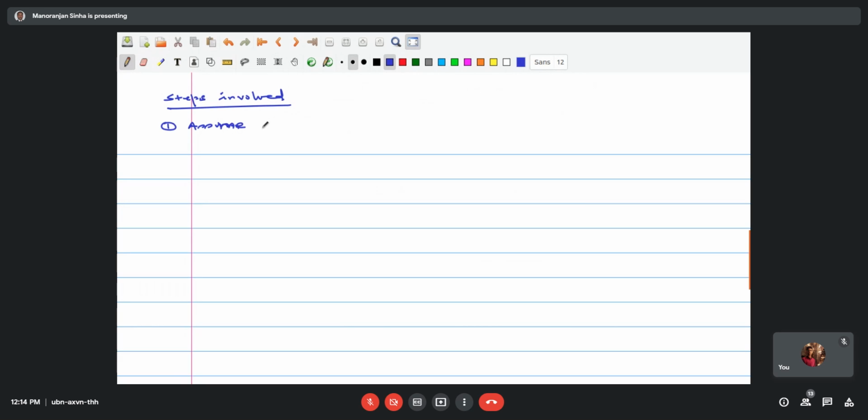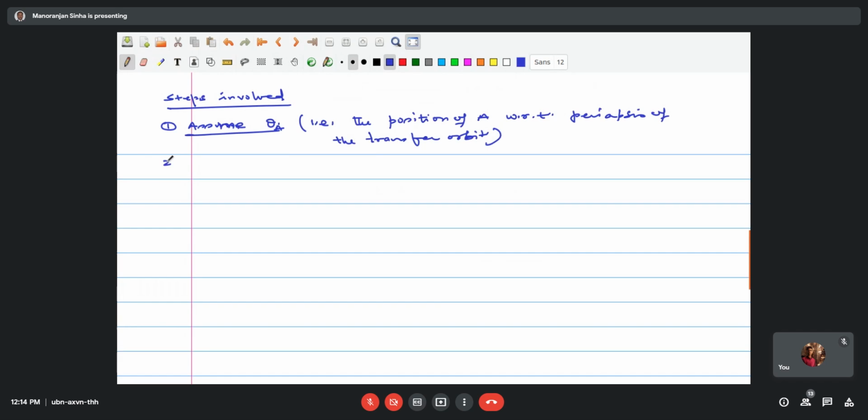Assume theta. So this is equivalent to assuming the periapsis itself with respect to A. It's written the opposite way, but basically what we are doing here, we are assuming the location of the periapsis of the transfer orbit. Then compute ET.